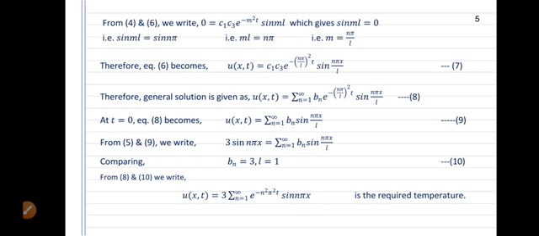You may verify this answer by substituting the values x as 0, x equal to L and t equal to 0, and you will get the same result as given in the example in terms of the different conditions. So referring to these two solutions, you can solve different examples from this topic.